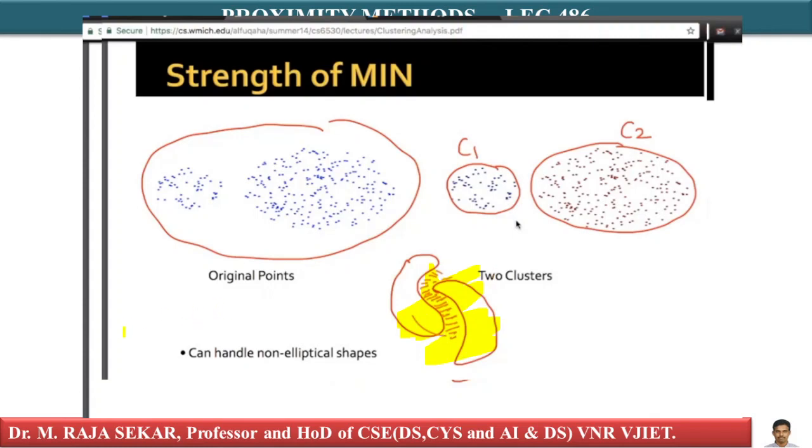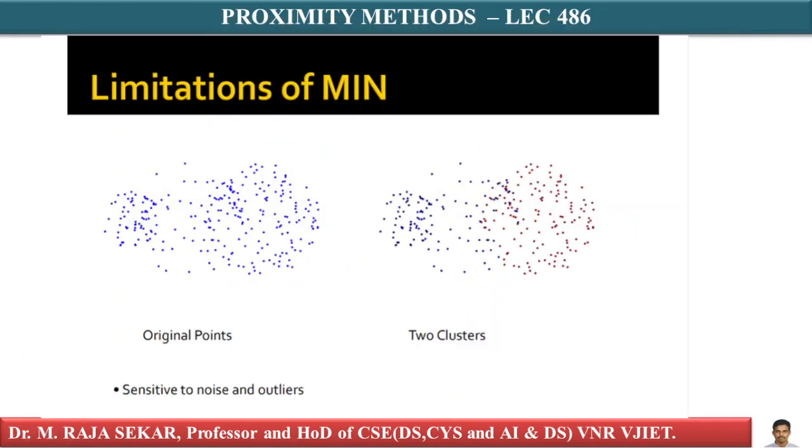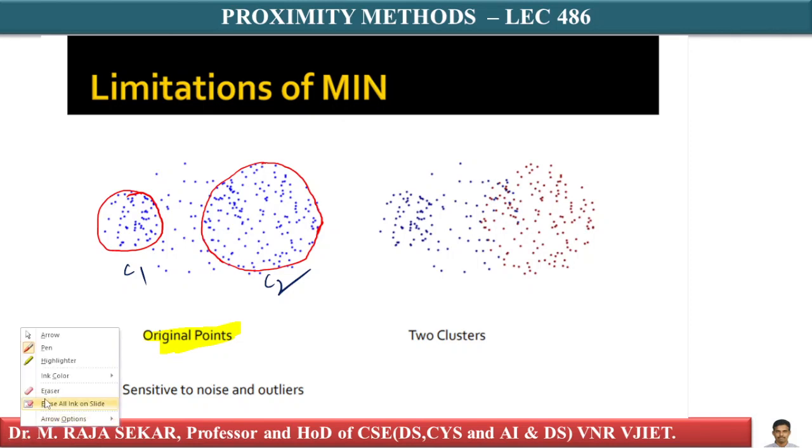Min also has some limitations. What is this? Just see. If you look at this original data, these are the original points, isn't it? It seems to have two clusters. Let me say this is cluster C1, and this is C2, but there is a lot of noise in between. All these are noise and outliers.